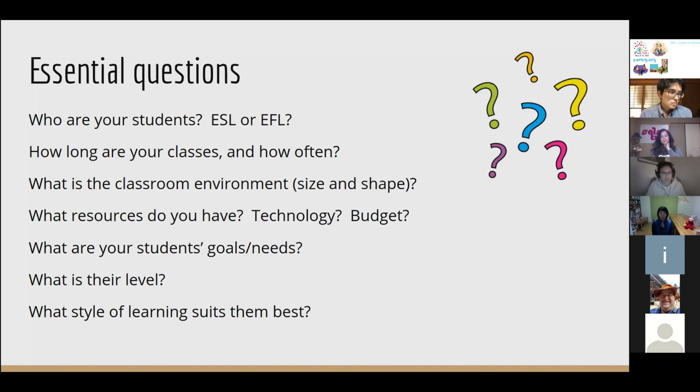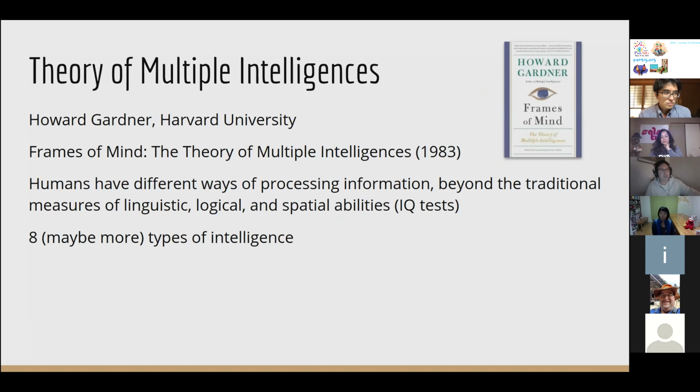So I'm going to get into that now. Some people may be familiar with the theory of multiple intelligences. This was put forward by Howard Gardner of Harvard University. He wrote a book about it in 1983, which you can see at the top right there. Until this time, IQ tests, which tested linguistic, logical, and spatial abilities, were used to measure intelligence, the IQ of whatever the number is. But Gardner theorized 8, or sometimes, depending on how you see it, more types of intelligence.